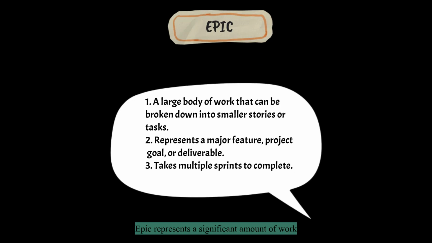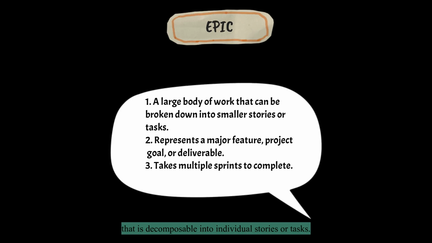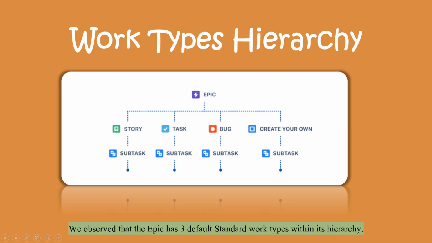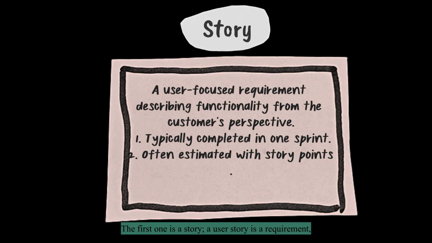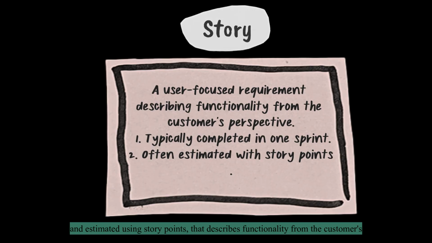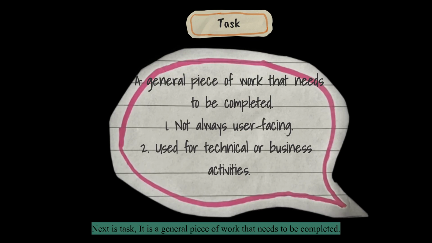Epic represents a significant amount of work that is decomposable into individual stories or tasks. It is akin to representing a major feature, project goal, or deliverable that requires multiple sprints to complete. We observe that the epic has 3 default standard work types within its hierarchy. The first one is a story. A user story is a requirement, typically completed within a single sprint and estimated using story points, that describes functionality from the customer's point of view. Next is task.